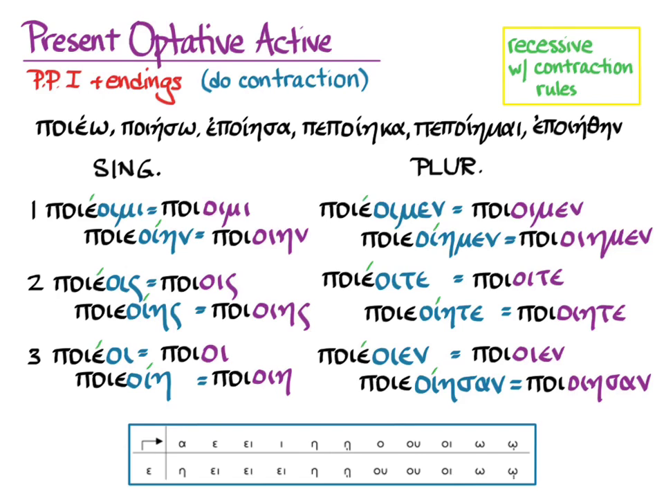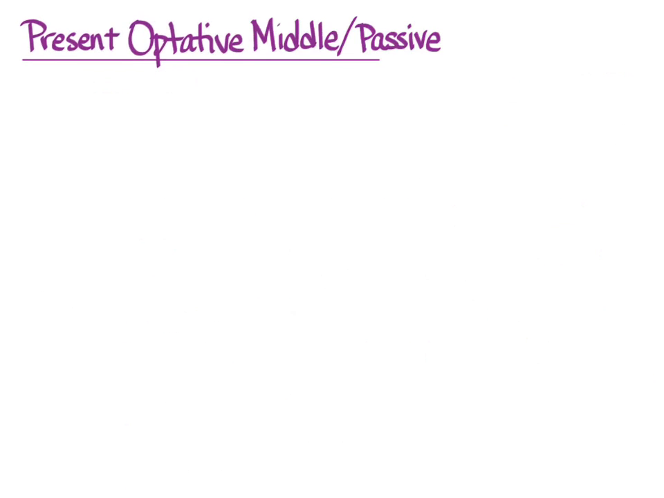So here is how I came up with those. There are all the accents on the uncontracted forms following regular recessive accent rules. But very often, in fact, in every single case, those accents on the uncontracted form are on one of the two contracted syllables, and so they stay there in the contracted forms. All right, on to present optative middle passive.